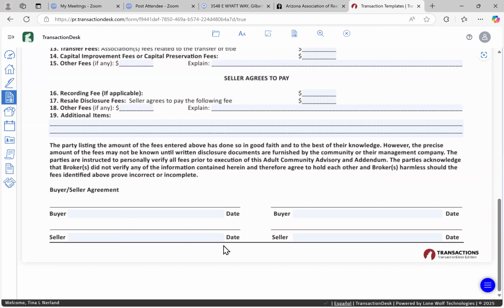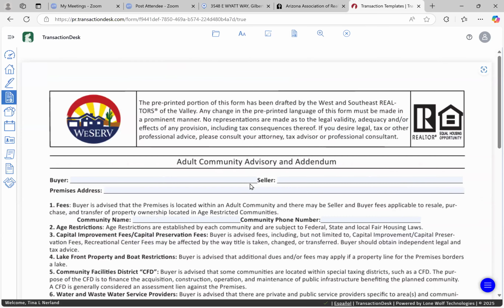So if you know that you are writing an offer that is in an adult community, on the first page of the contract, line 37, I think, you would check other, and then you would put adult community advisory and addendum because you're making it part of the contract. And this form would only be used, again, if it's 55 and older. Otherwise, you would only use the HOA addendum. And if it's 55 and older, you use both of these addendums, even though it's technically the same information. You just have to make sure this form is with it.